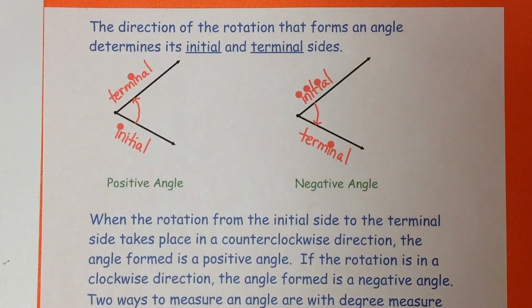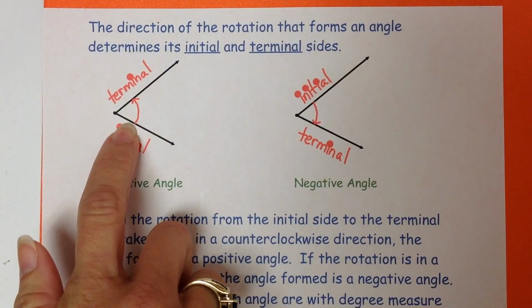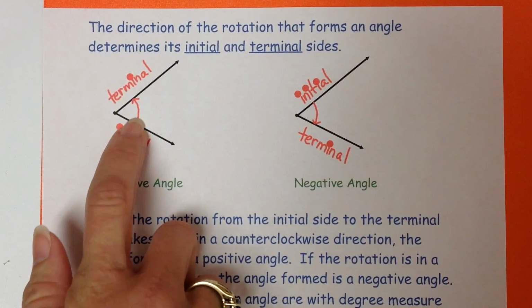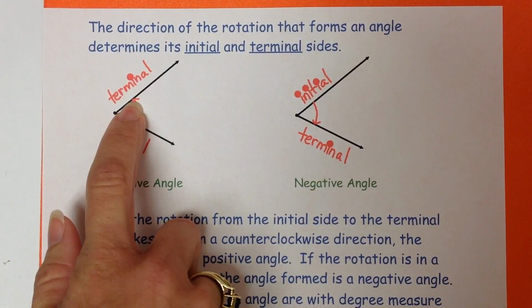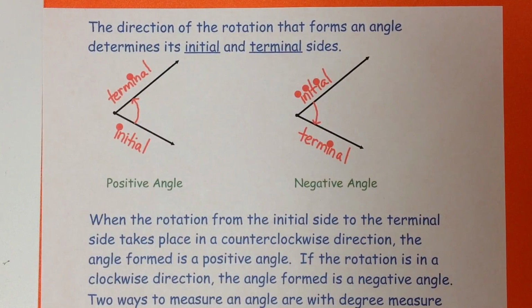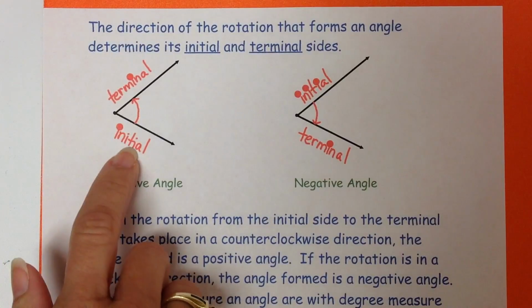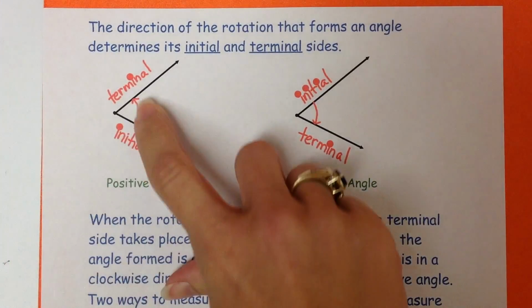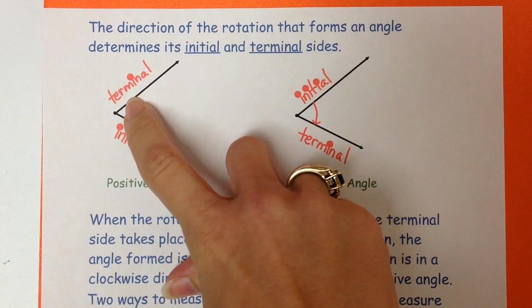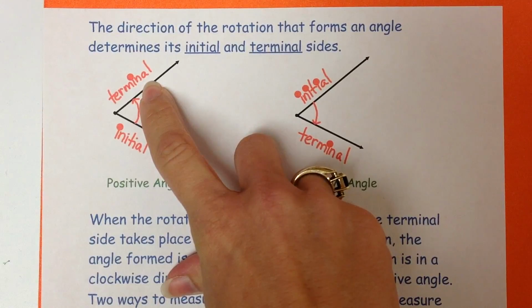So like in this case, I say that my angle is formed by going from this ray to this ray. So I put an arrow on it this time to indicate which way I rotated. So this is where my angle started. That's why I have this labeled as initial. This is where my angle ended. Therefore, I have this labeled as terminal.